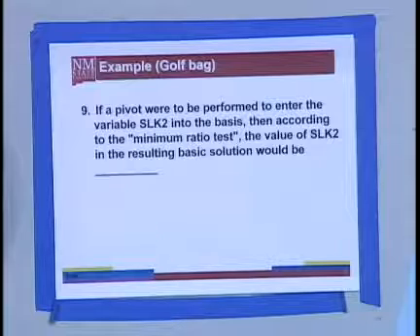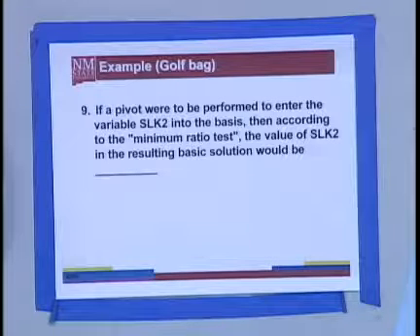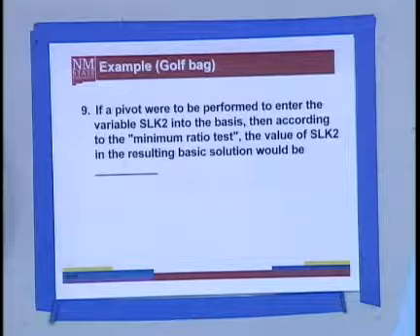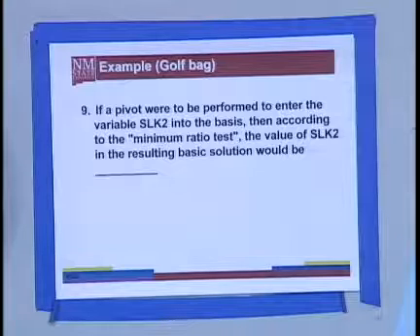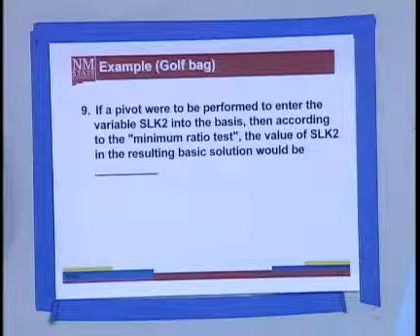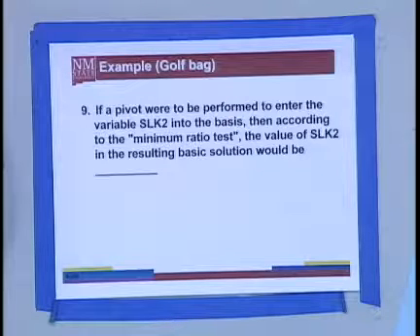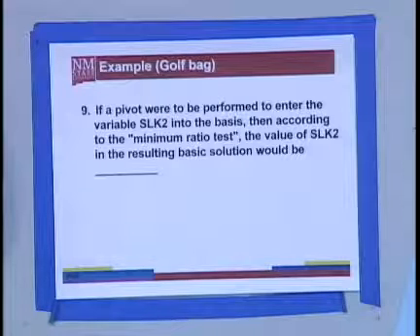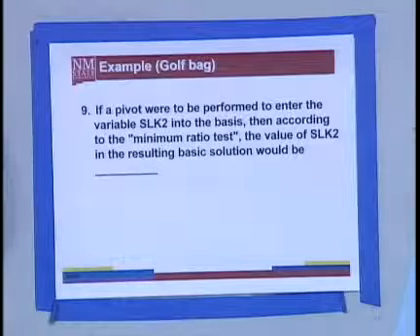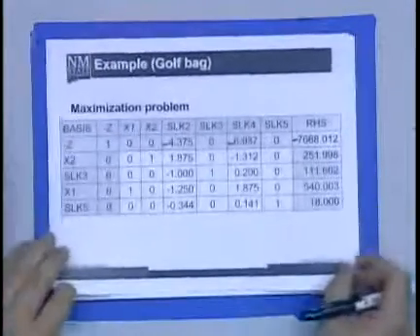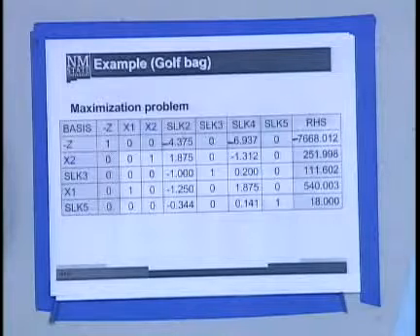Okay, what about number 9? If a pivot were to be performed to enter the variable slack 2 into the basis, then according to the minimum ratio test, what will be the value of slack 2 in the resulting basic solution? To answer this question, we may use the optimal Tableau provided by Lindo, or this Tableau, which is the same.